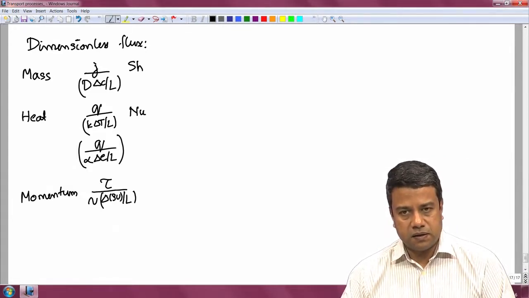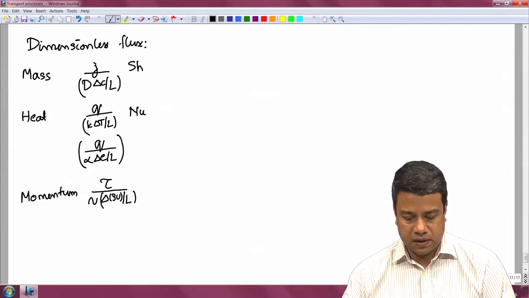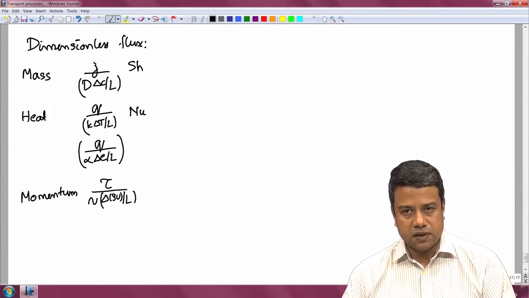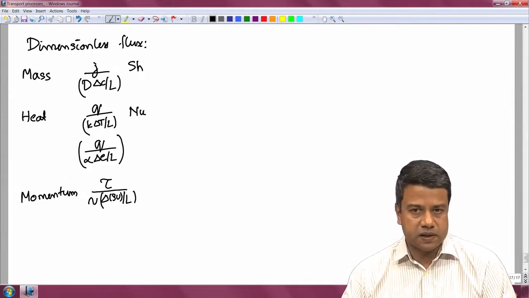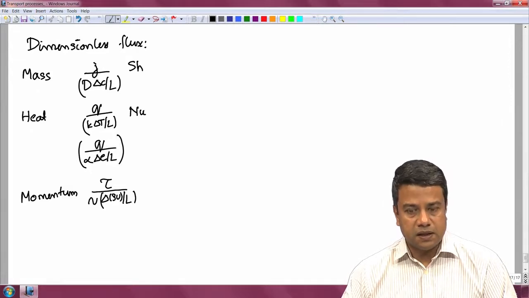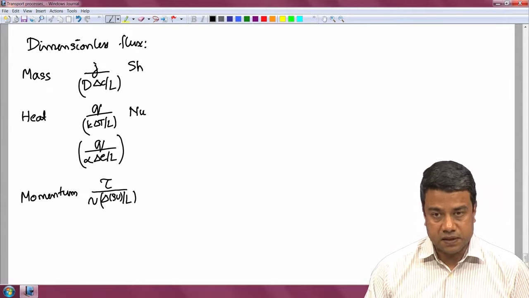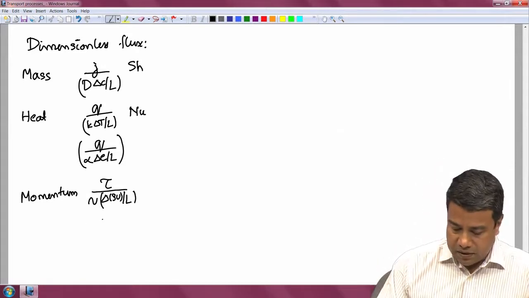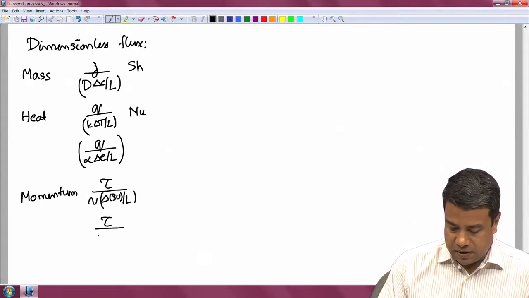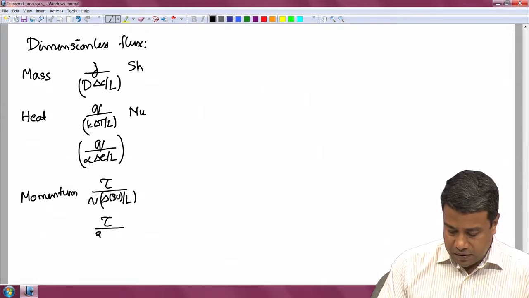This is not what is usually used. What is usually used is a friction factor or a drag coefficient. And there, rather than using the viscous effects, what is usually done is to use the inertial effects, rho u square by 2.